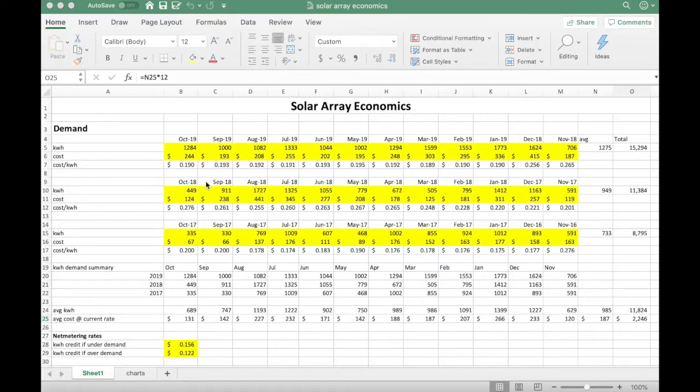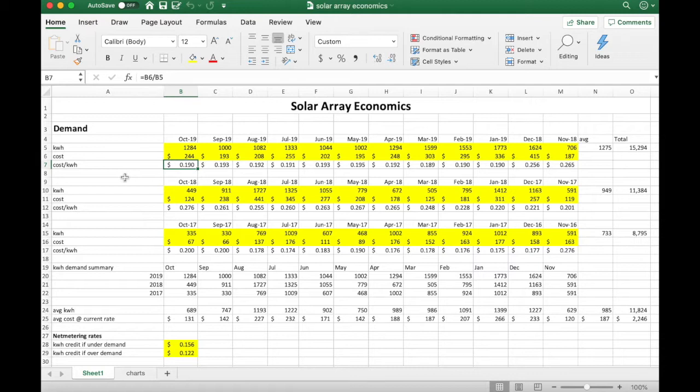And on that note, it's time to get a little more familiar with how your utility charges you for electricity. First, you'll notice here in this cell the calculated fully loaded rate you pay per kilowatt hour for electricity, basically taking the total bill divided by the number of kilowatt hours. For us, it is 19 cents per kilowatt hour.